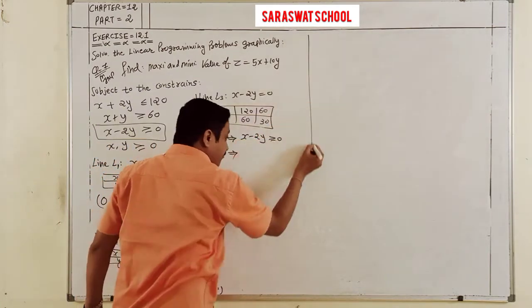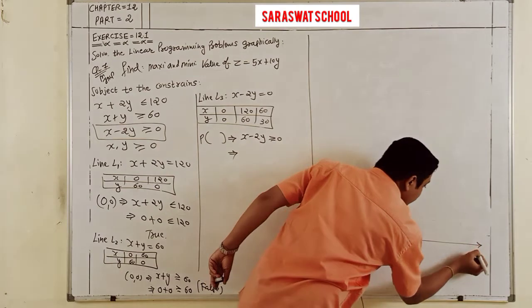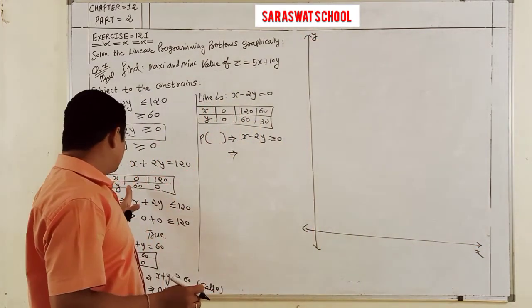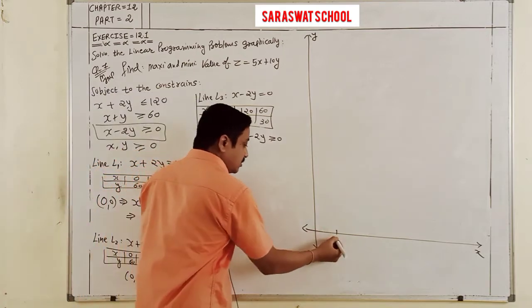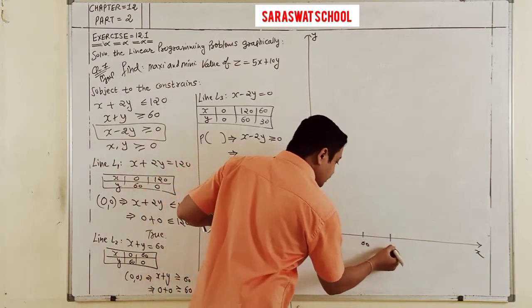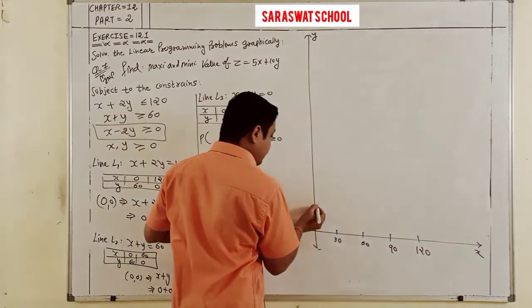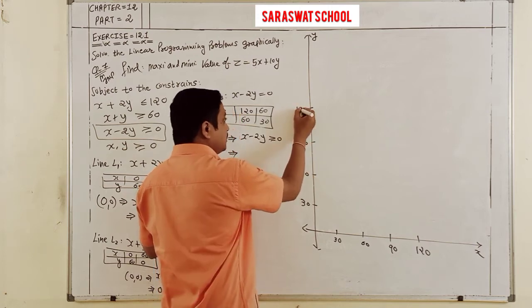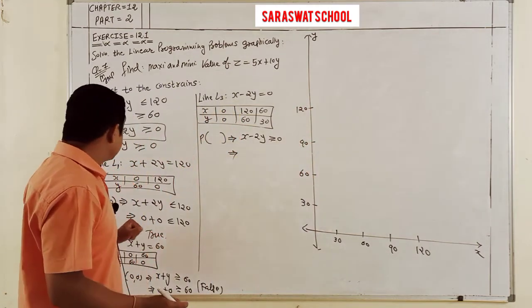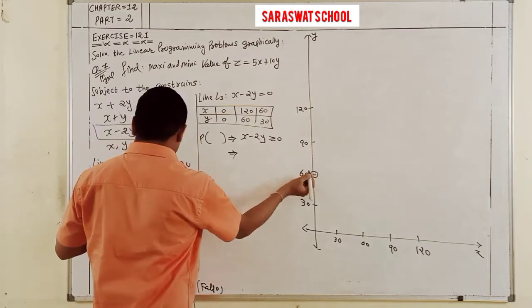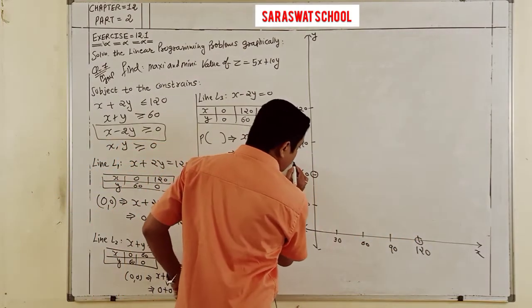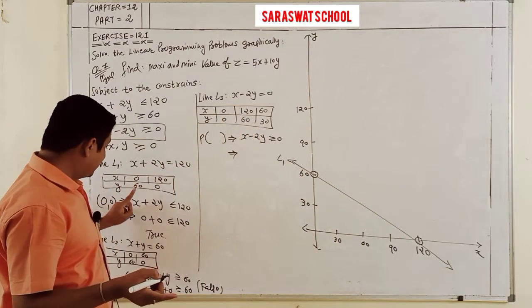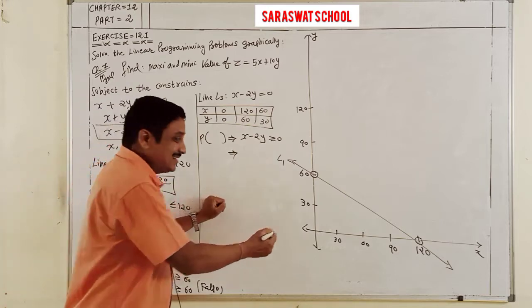Now I go to the graph. X-axis, y-axis, and just take 30, 60, 90 up to 120, on both axes. Decide the first line: 0 to 60 and 120 to 0. Go to line L1 and shade the portion towards the origin. Yes, this side you are shading.